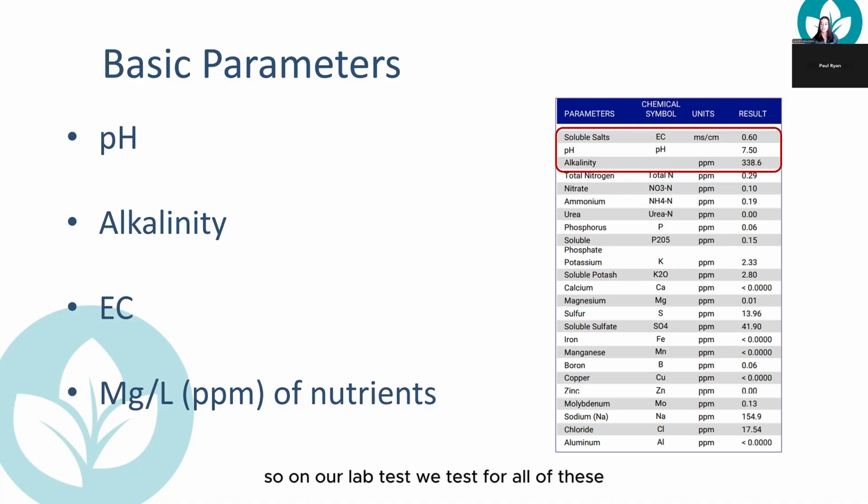So on our lab tests, we test for all of these. You'll see at the top, we test for EC, pH, and alkalinity. This is an example of a particular water source that had a slightly elevated pH and a good bit of alkalinity.